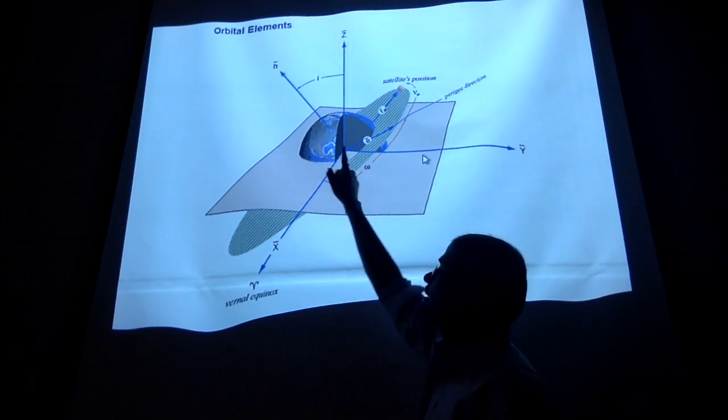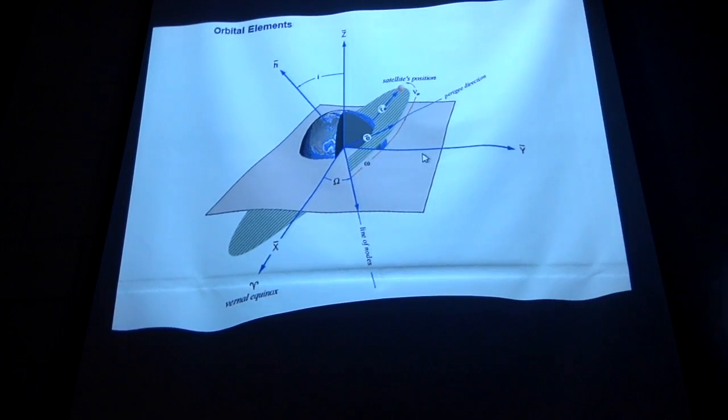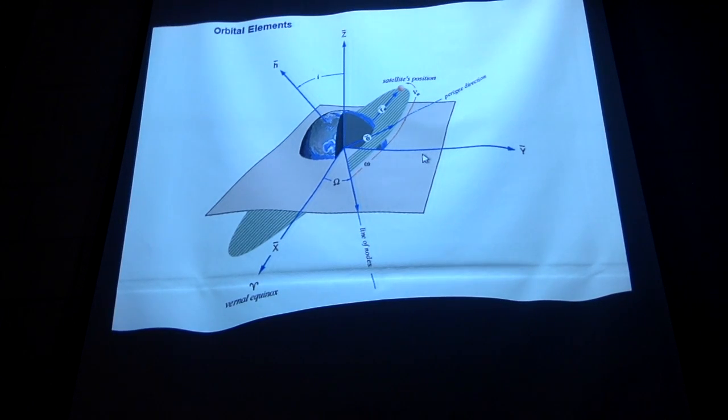You understand why that is the ascending node? Node is a point. It's the point where the satellite intersects the equatorial plane. What is happening there? It's coming up above the equator. Yes, it's ascending from the equator. So the other side would be the descending node, on the other side of the earth.